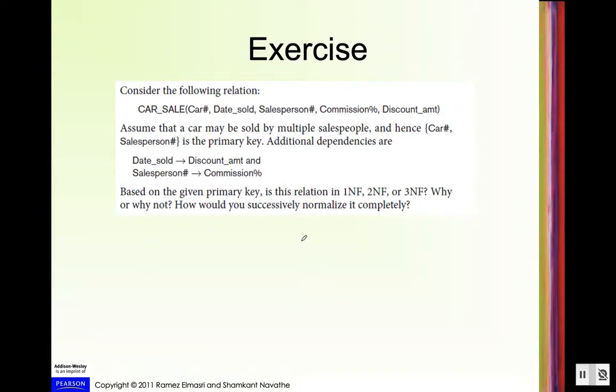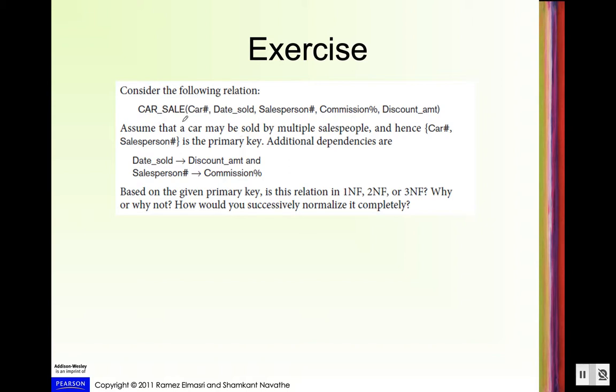Hello everyone. Now we're going to actually solve a couple of problems. First, we're going to do one exercise. Here we have the following relation. We have the primary key, car number, and the salesperson.